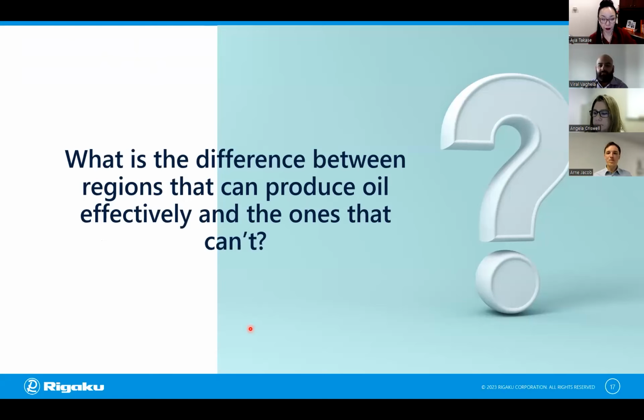So this is our last question. This is something a friend of mine asked me and I couldn't answer it, so I'm going to ask you. What is the difference between the regions in different areas, different countries, that can produce oil effectively, or I could say cheaply, and the ones that cannot?